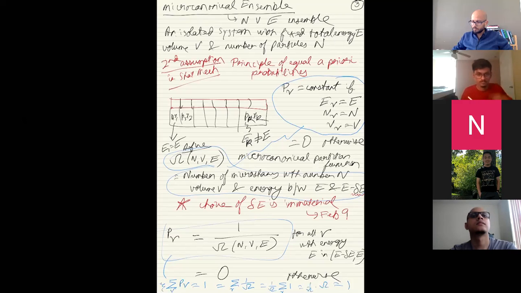So this is a hand-waving argument. You can make it more rigorous by accounting that it's 1 for those omegas where the energy is in that shell. It's 0 otherwise.